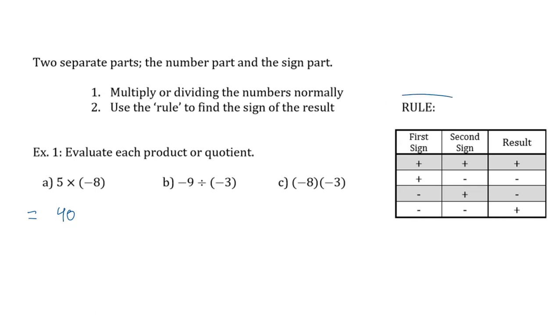Step 2, use the rule, which is this rule over here, to find the sign of the result. 2 positives makes a positive. 2 negatives makes a positive. Positive and negative is negative, and negative and positive is negative. In other words, if the signs are the same, it's positive. If the signs are different, it's negative. When the questions get a little bit harder, we're going to have to extend that rule. But that's the first step. So this is positive, this is negative. The signs are different, so our result should be negative. Good, very good. So we should get negative 40.